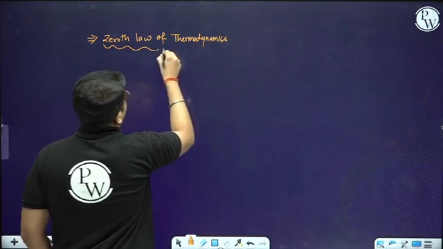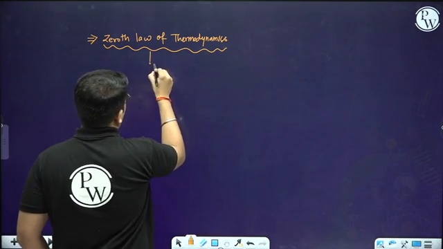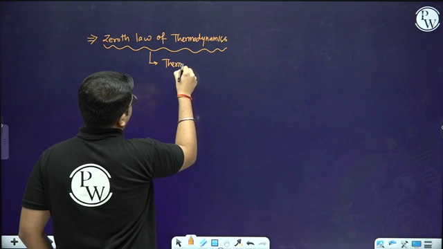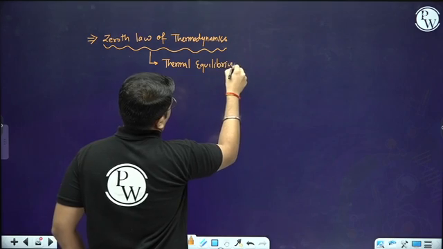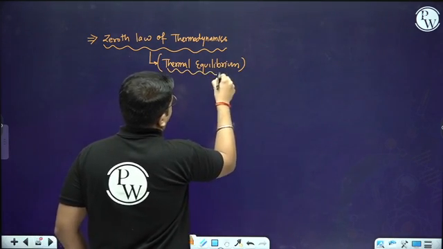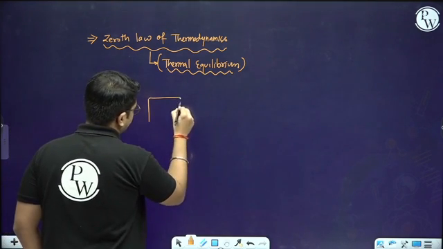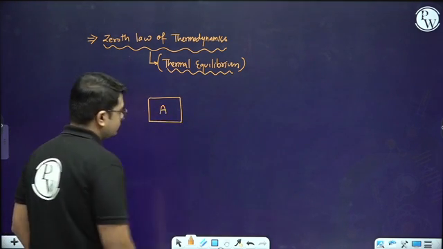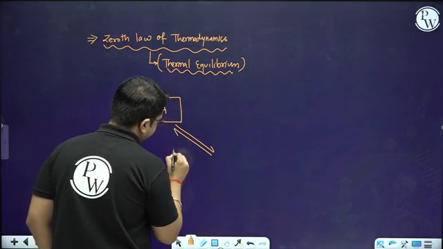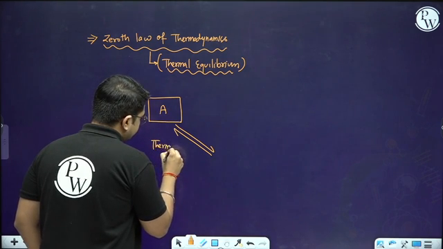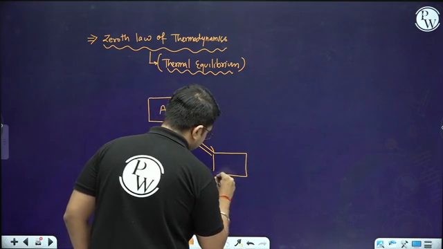That is the zeroth law of thermodynamics. This law is very easy. It simply talks about the concept of thermal equilibrium, only the attainment of thermal equilibrium. So let's say I have a body A. This body A is in thermal equilibrium with another body, which is C.